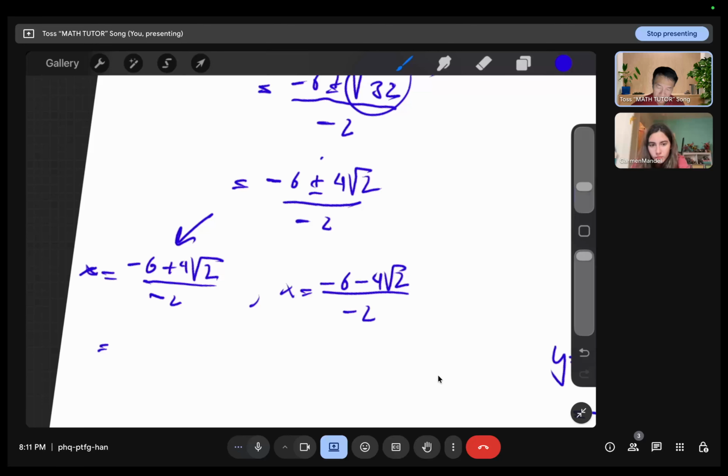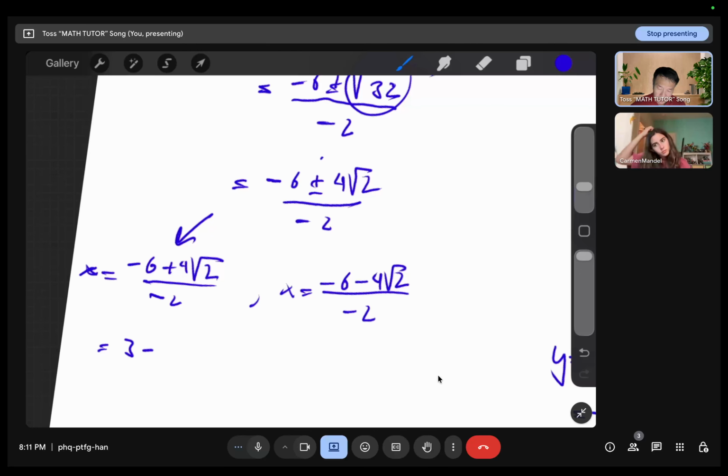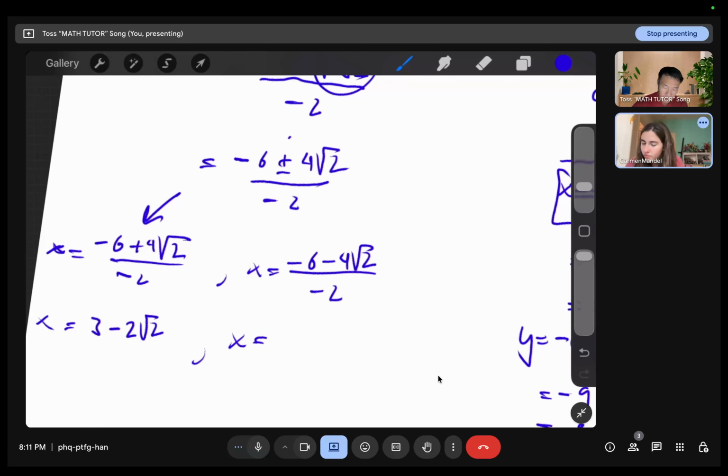So to clean this up, I don't know how you normally do it. I would divide into both of them. So it's going to be 3 minus 2 root 2. That's one of them. Yep. And the other one is going to be 3 plus 2 root 2.